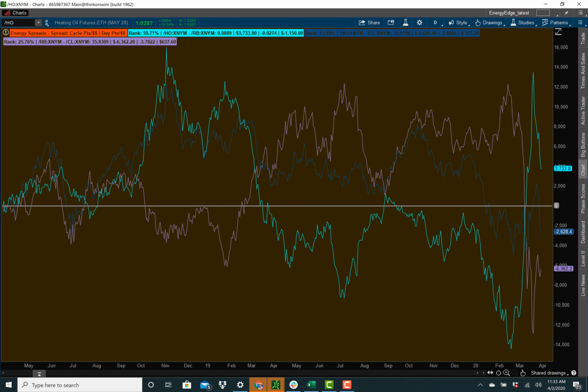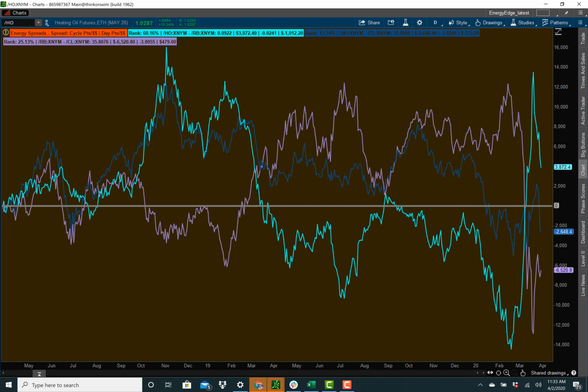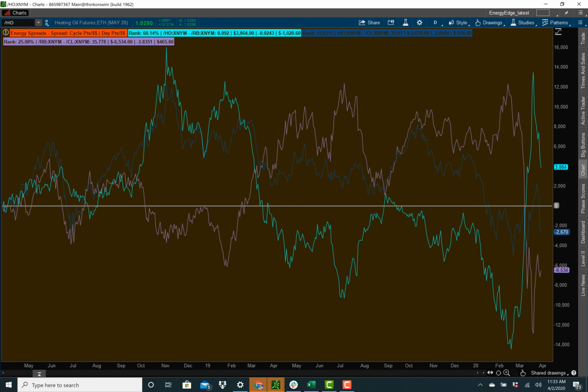For example, the light blue line, it's the difference between heating oil and RBOB gasoline. If you were to buy 1 heating oil and sell 1 RBOB in 2018 and held it for this incredibly volatile ride, you would be up $3,864. If you were short that one contract, you would be down.